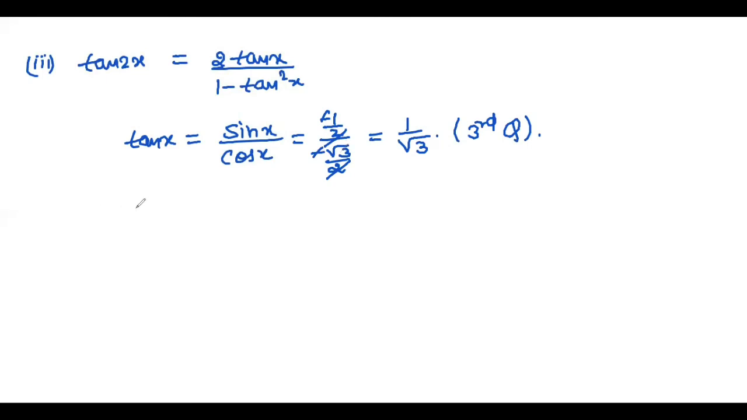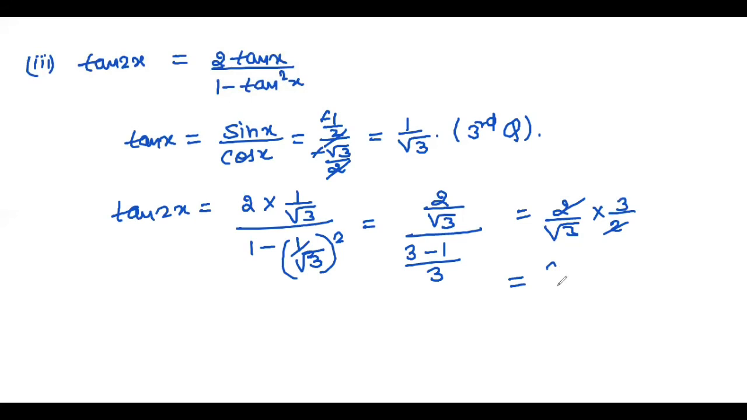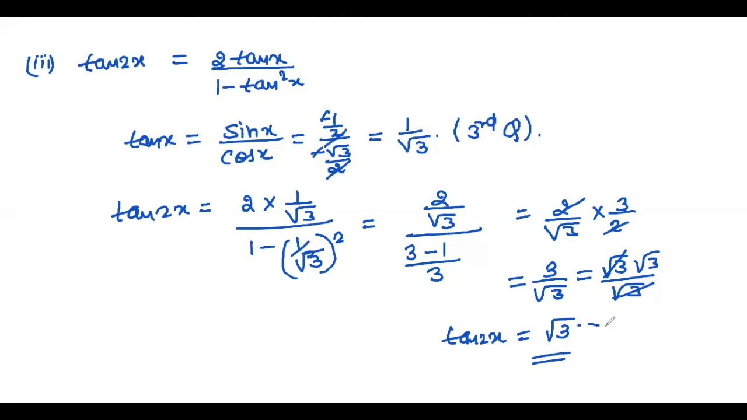So I'm going to apply tan 2x, 2 into 1 by root 3 by 1 minus 1 by root 3 whole square. So this is 2 by root 3, and this is 3 minus 1 by 3. So 2 by root 3 into 3 by 2. Finally we have 3 by root 3, meaning root 3 into root 3 by root 3, so root 3. The tan 2x value we are getting is root 3. By other ways also we can find it, meaning tan 2x we can write as sin 2x by cos 2x, and by using that also we can find it. So here I have used this tan identity for the tan 2x value.